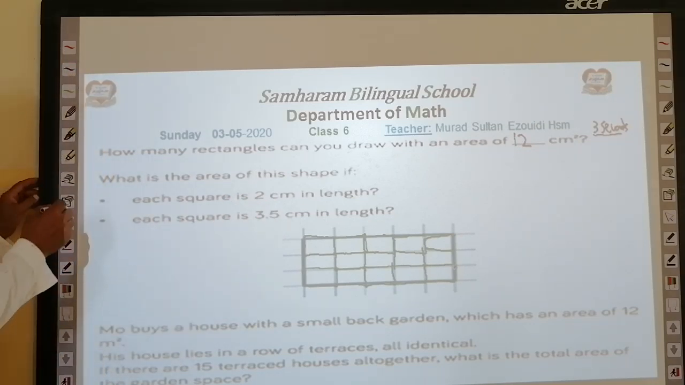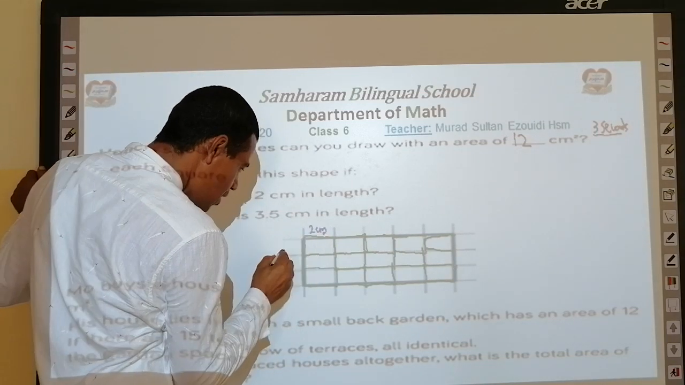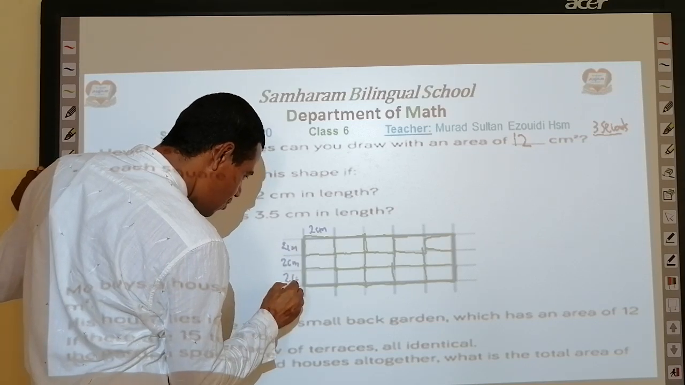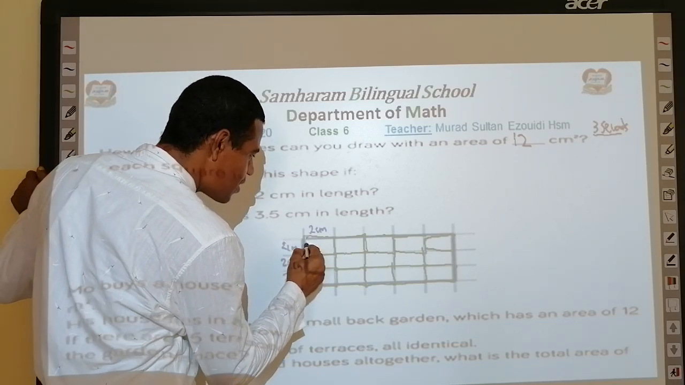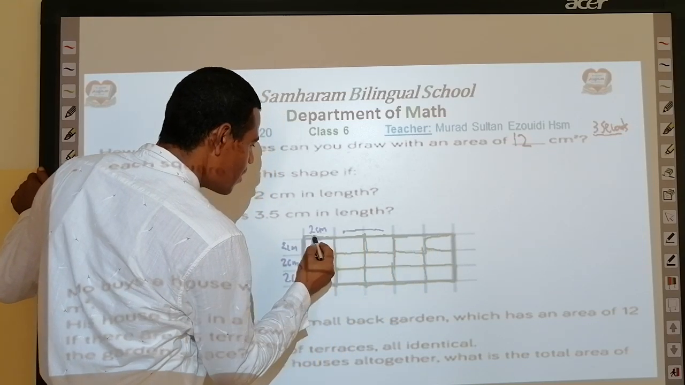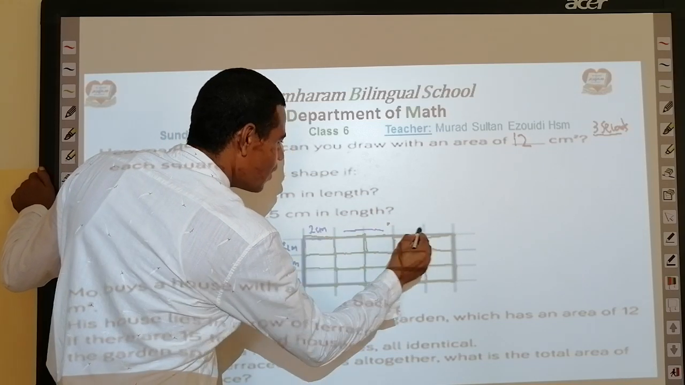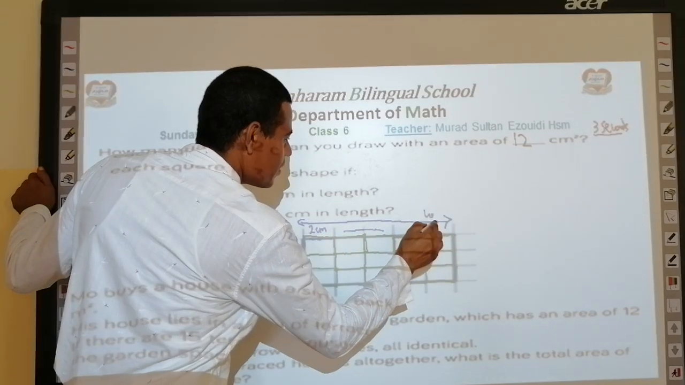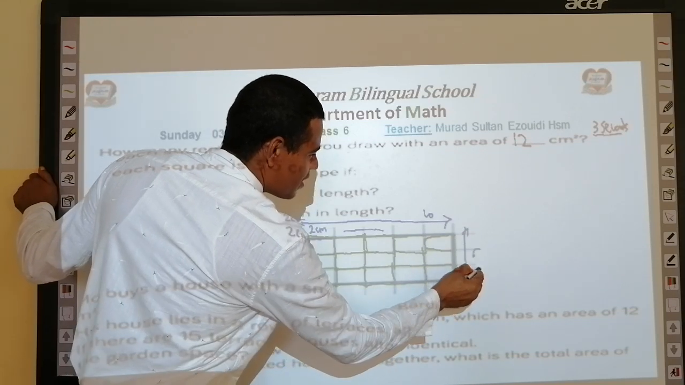If this one is 2 centimeters, this one also 2 centimeters, and this is also 2 centimeters, means from this to this is 2 centimeters each. And how many squares in fact? 1, 2, 3, 4, 5. So this one will be 10 centimeters. And this one, my learners, is 2 plus 2 plus 2, which is 6.